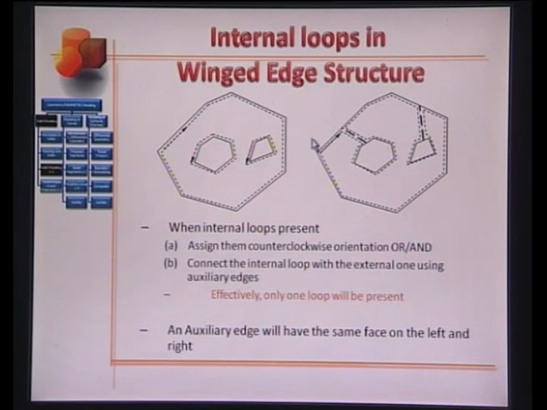In the winged edge data structure, one should note that an auxiliary edge will have the same face on the left as well as on the right. In other words, it will be the same face as two faces which will be incident on the auxiliary edge.